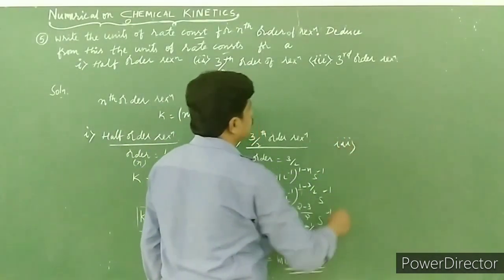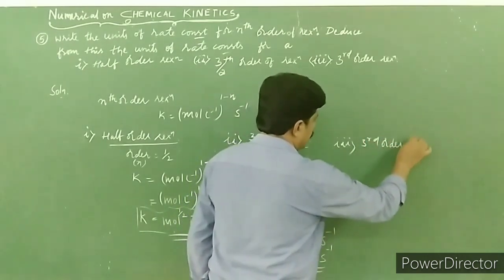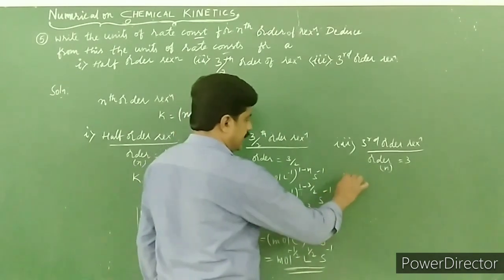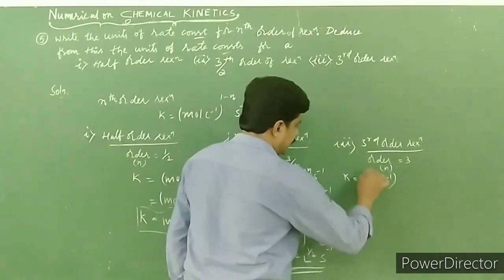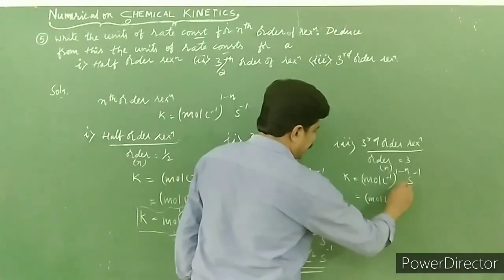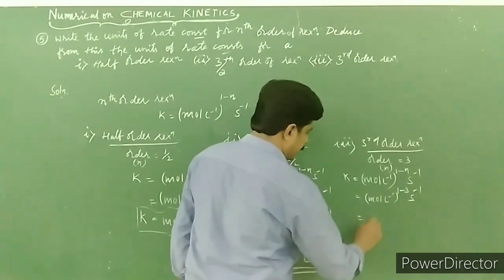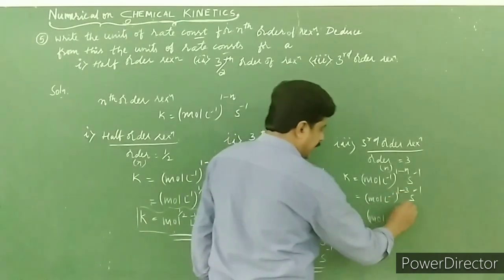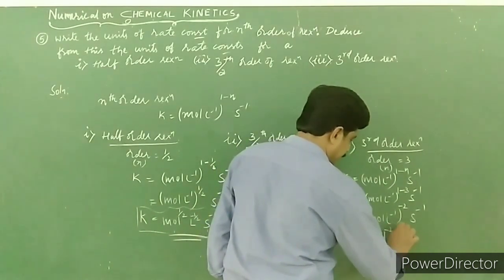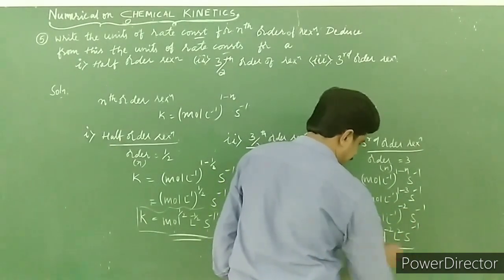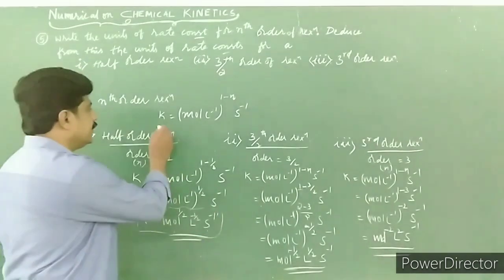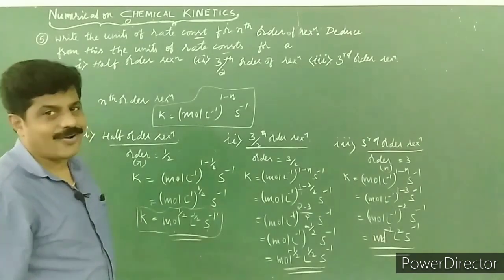Third one we have, what is that? Third order reaction. That means order n is equal to 3. So K is equal to, for nth order, mole per liter raised to 1 minus n per second. Is it not? So mole per liter raised to 1 minus 3 per second. That is equal to mole per liter raised to 1 minus 3, which is minus 2, per second. So mole to the minus 2, liter squared per second. So this is how you need to find out the unit of rate constant for different order of reaction by using the expression for nth order of a reaction.